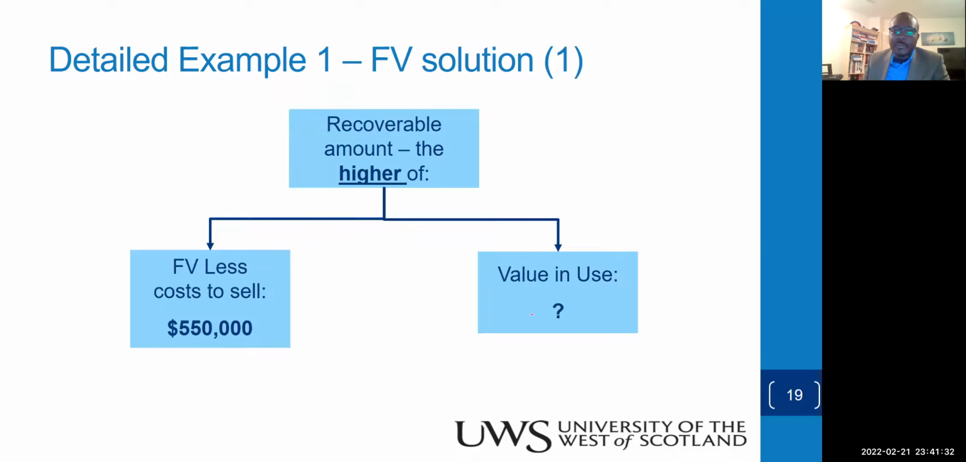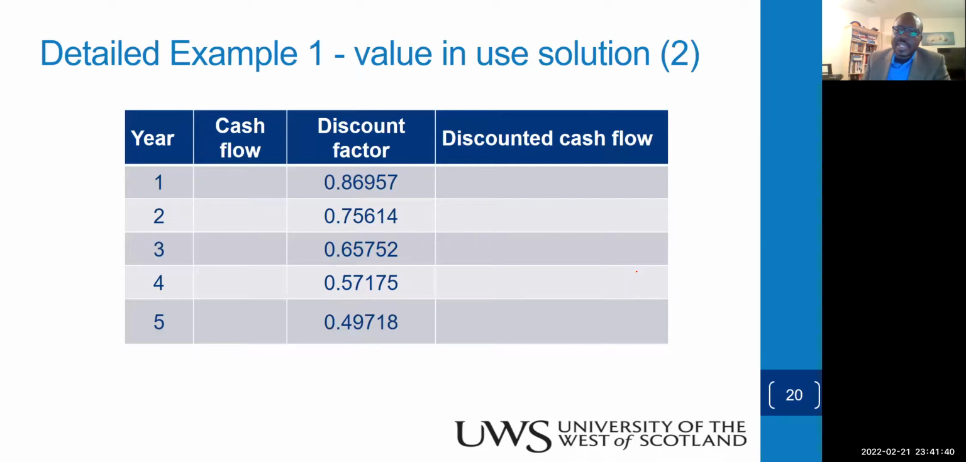So we just move on. Recoverable amount is the higher of this. We have this from the question. We are looking for this one. So let's simply discount all our future values to a present value. Plug in here all your future values, multiply them against your discount factors, and then you sum all of them up.